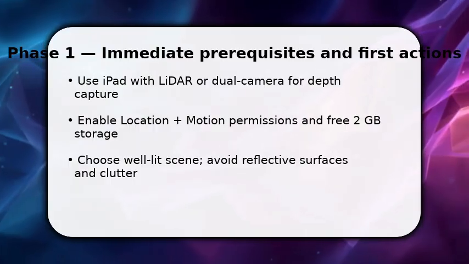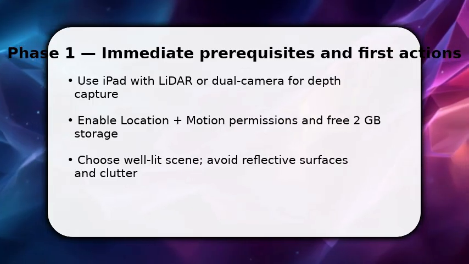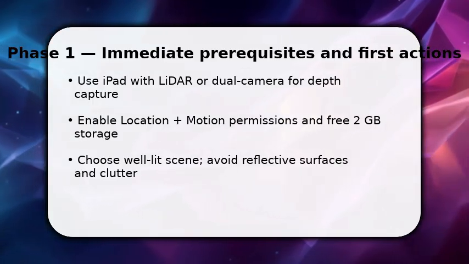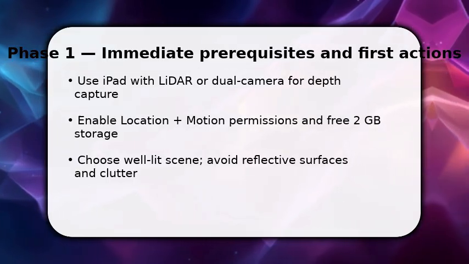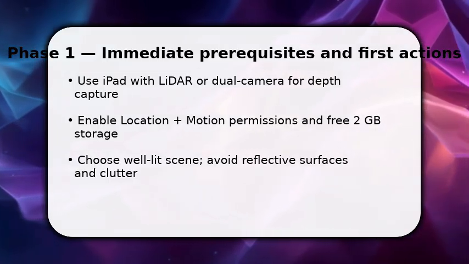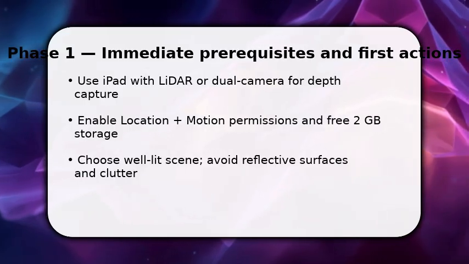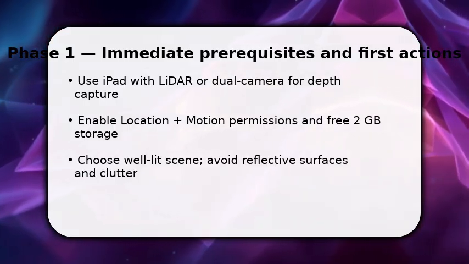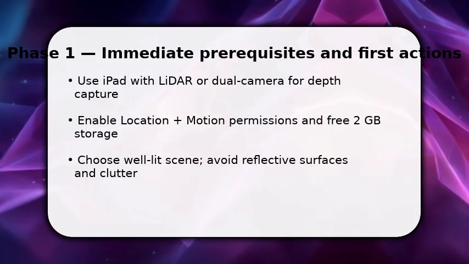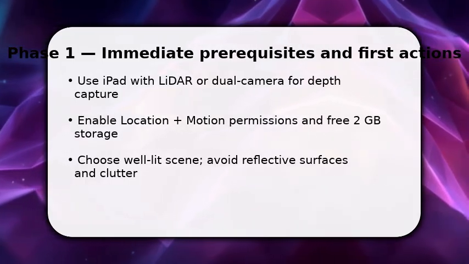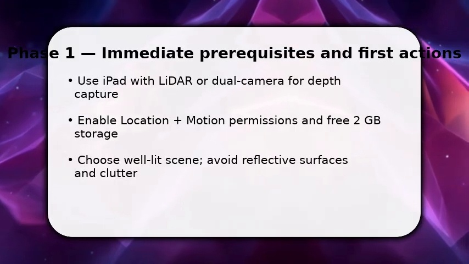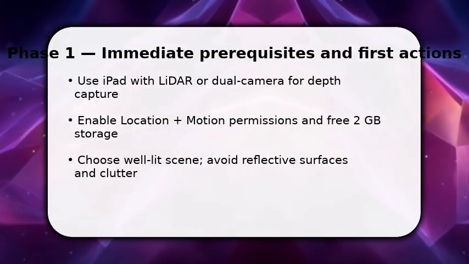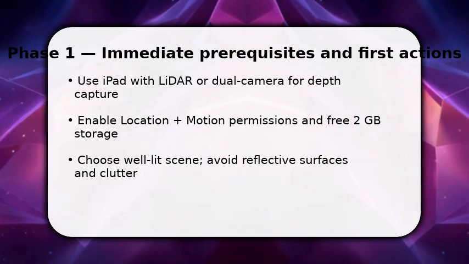You start by getting the hardware and scene ready. Use an iPad with LiDAR or a dual camera model so depth data is available. That matters because spatial photos rely on depth. Once done, grant location and motion permissions to the camera app and free at least 2 GB of storage so captures don't fail. Frame a subject with consistent lighting, avoid reflections, and clear distracting background objects. Now hold the iPad steady and move into the capture step.